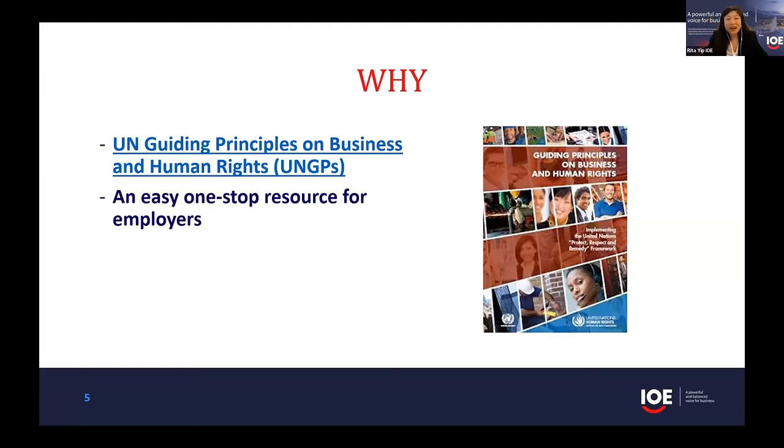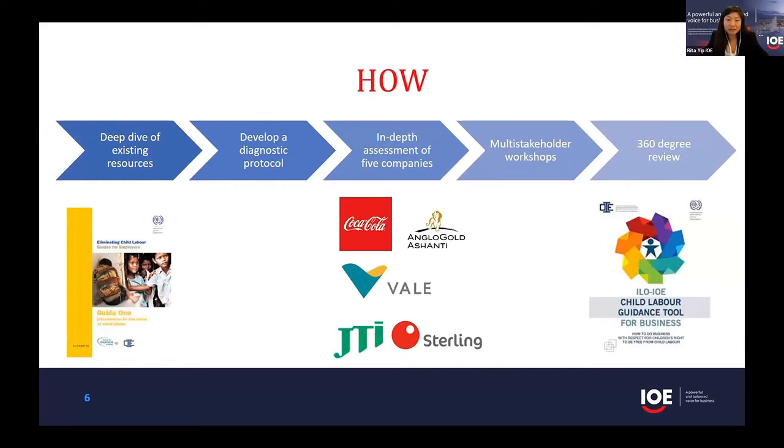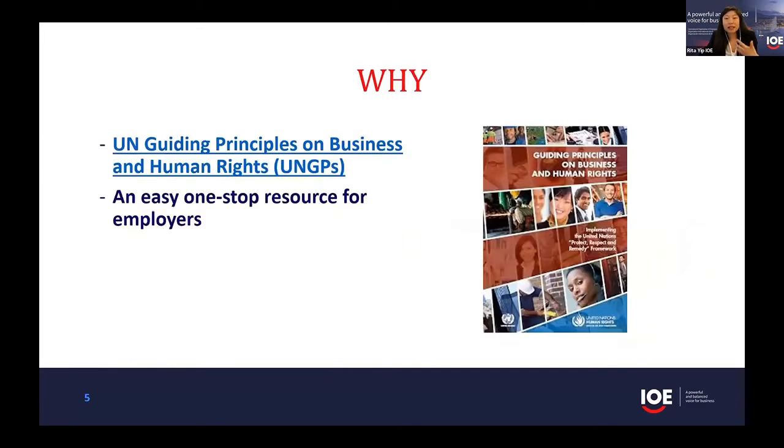So with these objectives in mind, IOE and ILO published the Child Labour Guidance Tool for Business in 2015, the content of which remains valid and useful for companies to comply with their due diligence obligations. I am pleased to hear from our Swiss ambassador that this guidance tool is now referenced in the new Swiss law on due diligence, and we're confident that this tool will be able to help Swiss companies to comply with their new obligations. Moving on to the next slide, please.